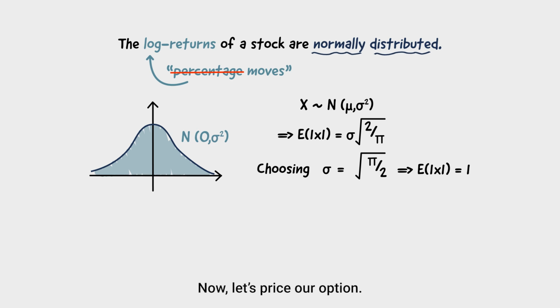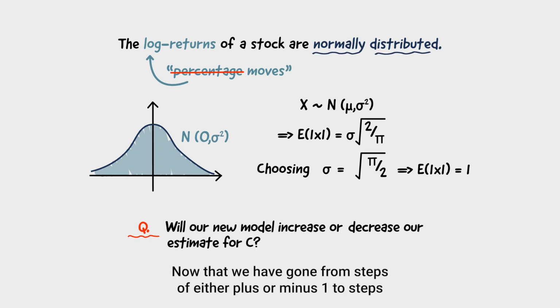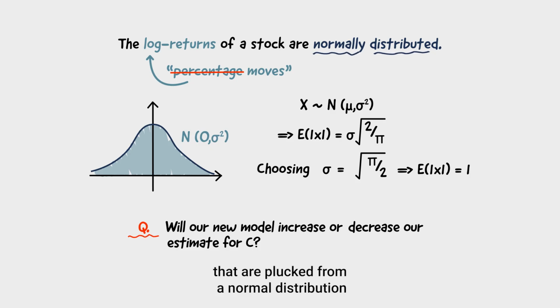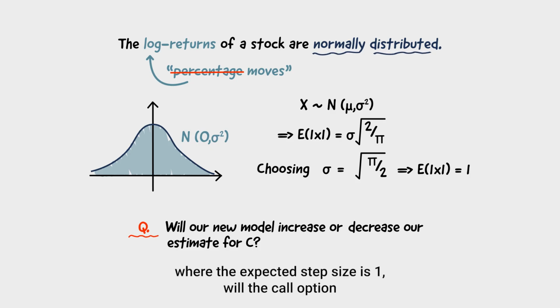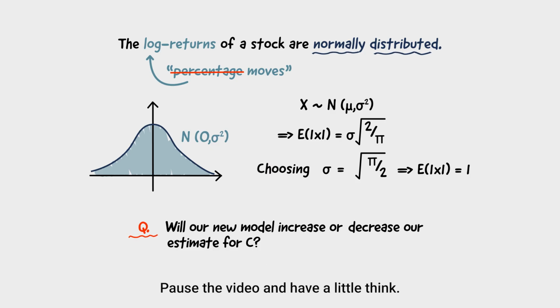Now, let's price our option. Actually, here's a good one for you. Now that we've gone from steps of either plus or minus 1 to steps that are plucked from a normal distribution where the expected step size is 1, will the call option go up or down in value? Or will it stay the same? Pause the video and have a little think.